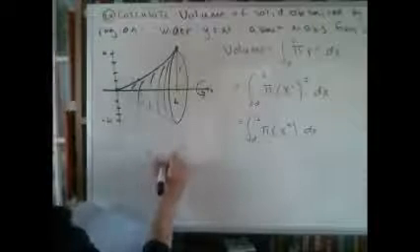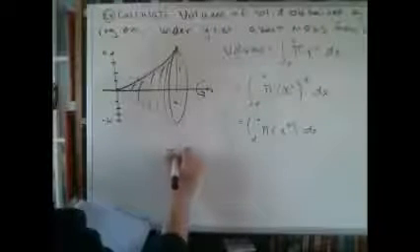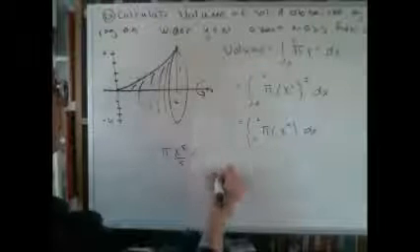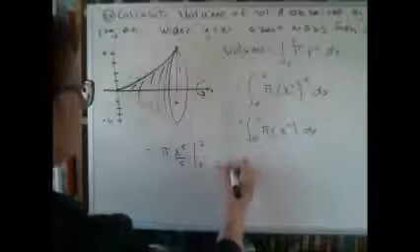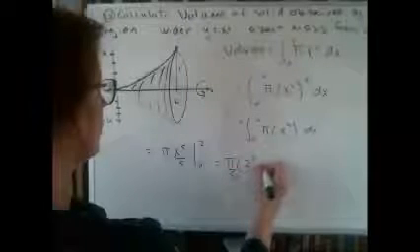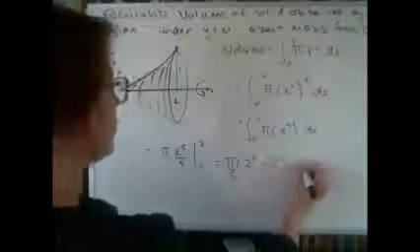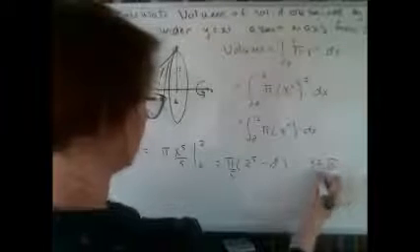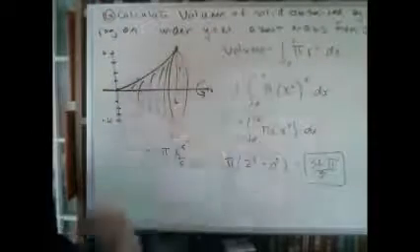And when I go to integrate that, I'm going to get pi times x to the 5th all over 5, and I'm going to evaluate that from 0 to 2. Using the fundamental theorem of calculus, I'm going to go pi over 5 times 2 to the 5th minus 0 to the 5th. So this becomes 32 pi all over 5. And that gives us our volume for when we're rotating this x squared around the x-axis.